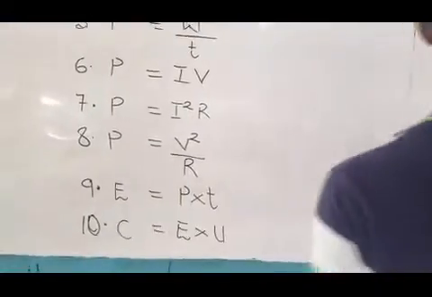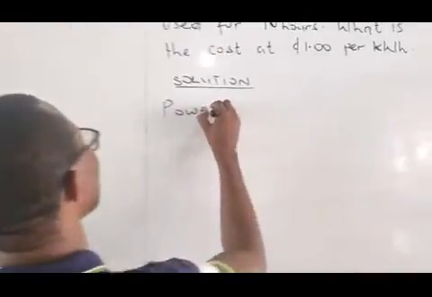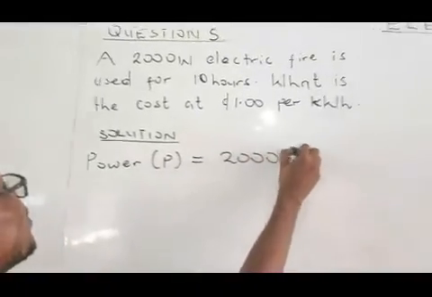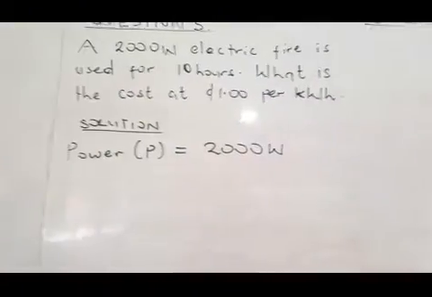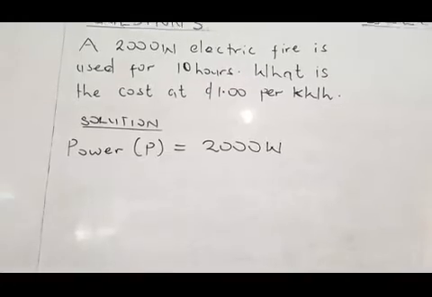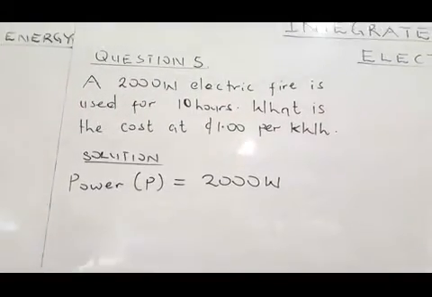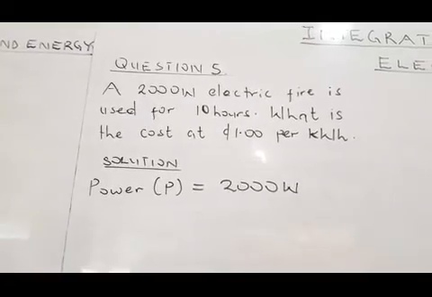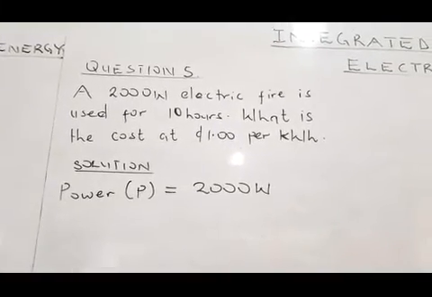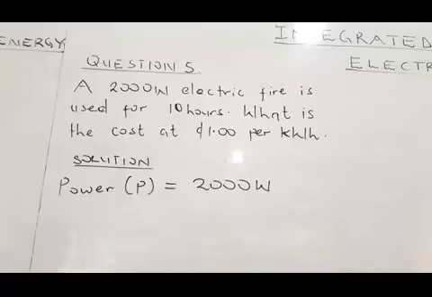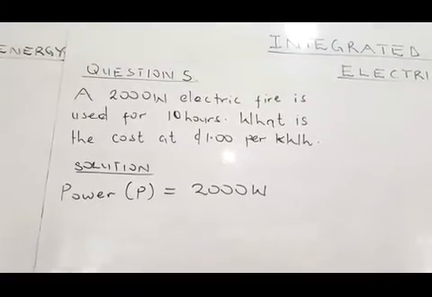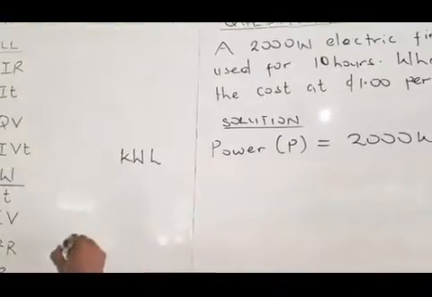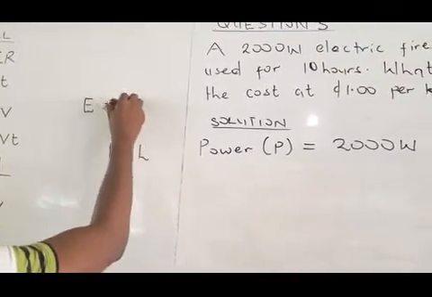So from the question, we have the power P to be equal to 2000 watts. In calculating energy, which is to be used in calculating the cost of electricity, your power is supposed to be in kilowatts. So in this case, you convert the watt into kilowatt, because the energy we are going to calculate has to be in kilowatt hour. We said that energy is power times time.